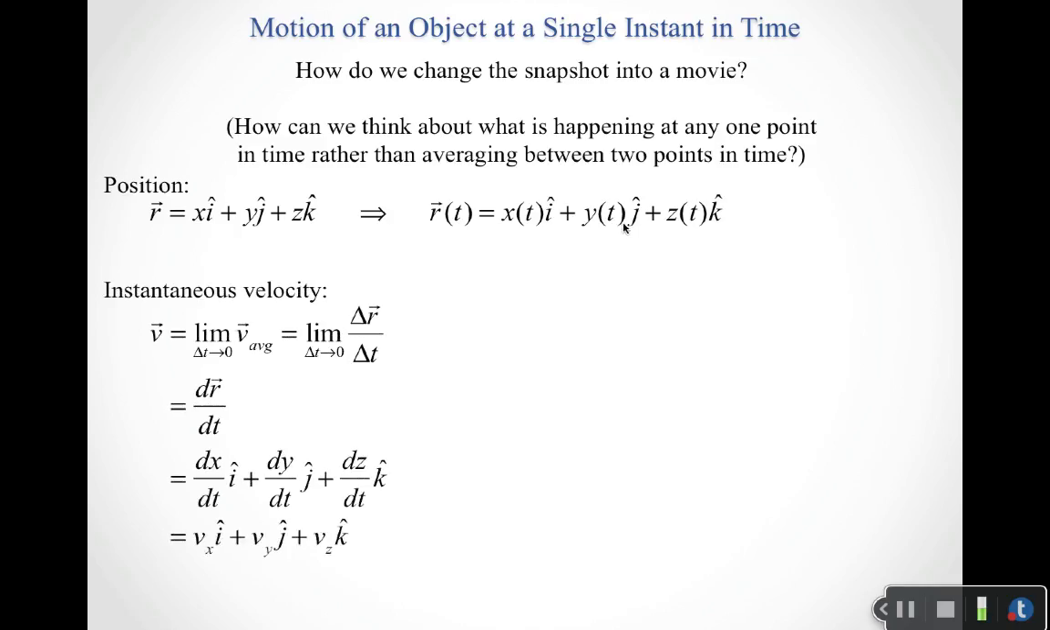So if I do that, if I know the position at any point in time, then I can calculate the instantaneous velocity by basically taking my definition of the average velocity and then simply taking its limit, the limit of delta t as it approaches 0.